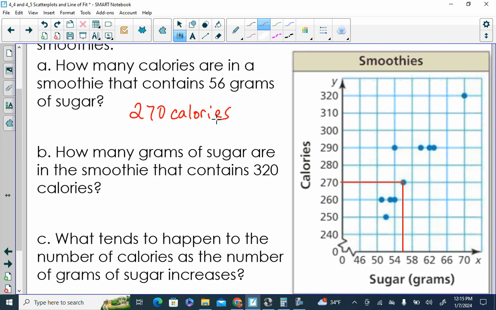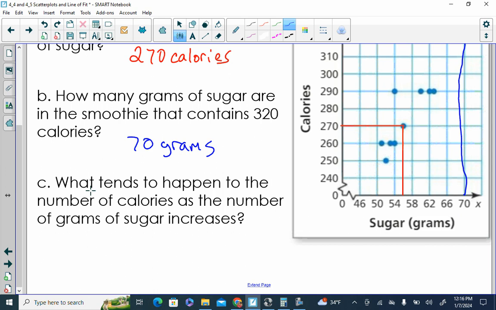For question B, they ask, how many grams of sugar are in the smoothie that contains 320 calories? Well, our calories are located along the y-axis, so we have to find 320 calories on the y-axis, and that's here. We go across to a point, and we see that it's this point right here. We go down to the x-axis, and we see that 320 calories means that there's 70 grams of sugar. So 70 grams of sugar at 320 calories.